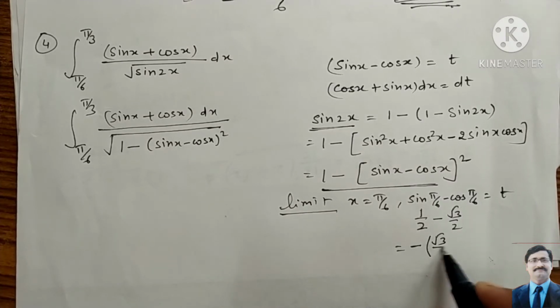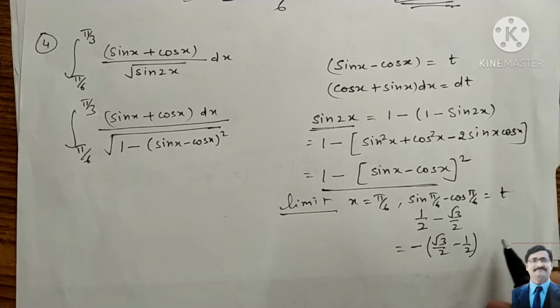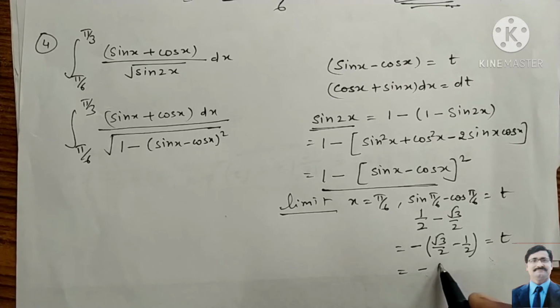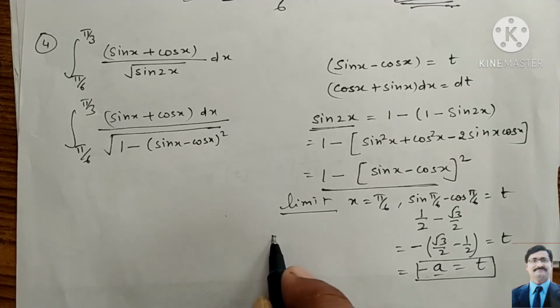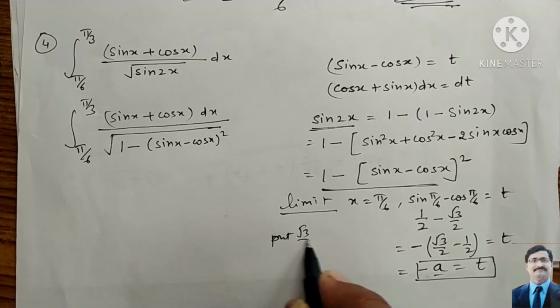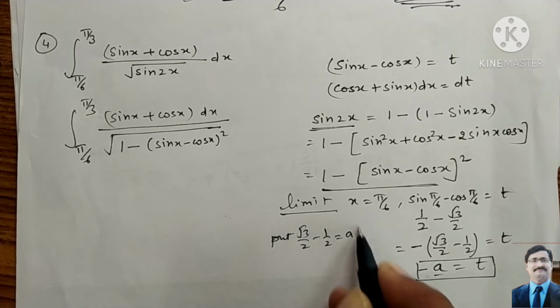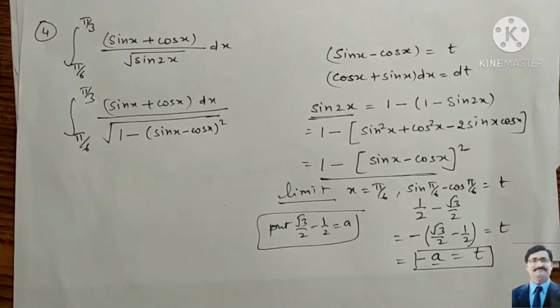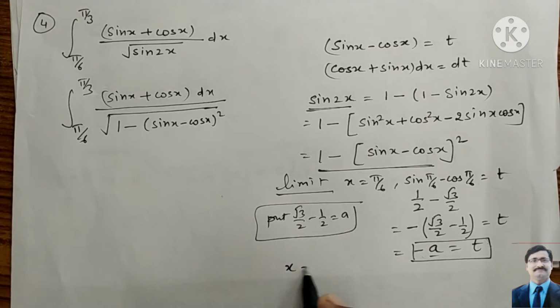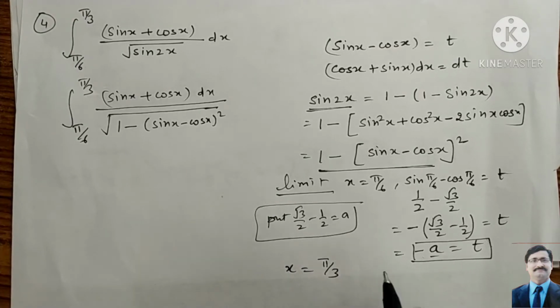So we get √3/2 − 1/2, and this is equal to t, and we will take this as a. In place of √3/2 − 1/2 we can put a here. So we can write: put √3/2 − 1/2 equal to a. Similarly we will put x equal to π/3.